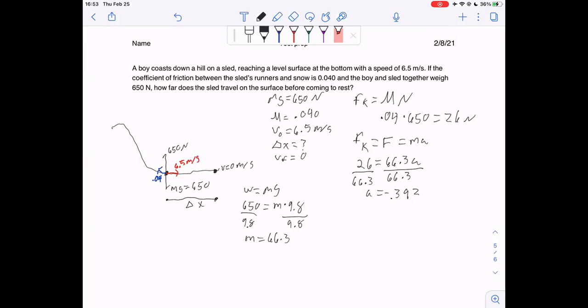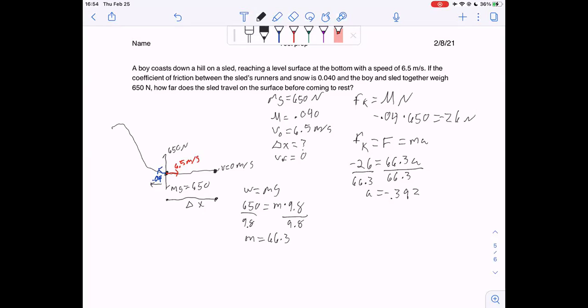Have I lost anybody yet? That negative actually comes from up here, with the negative 26, because the friction is pointing back in the negative direction.